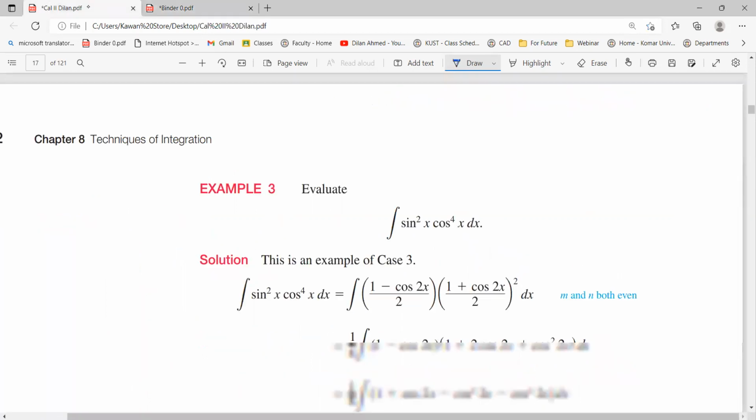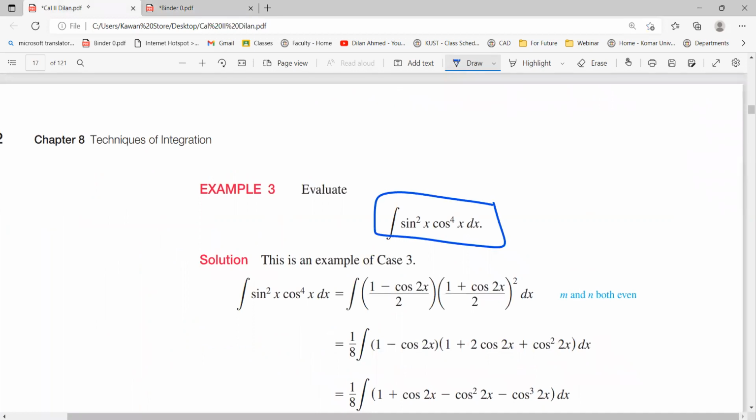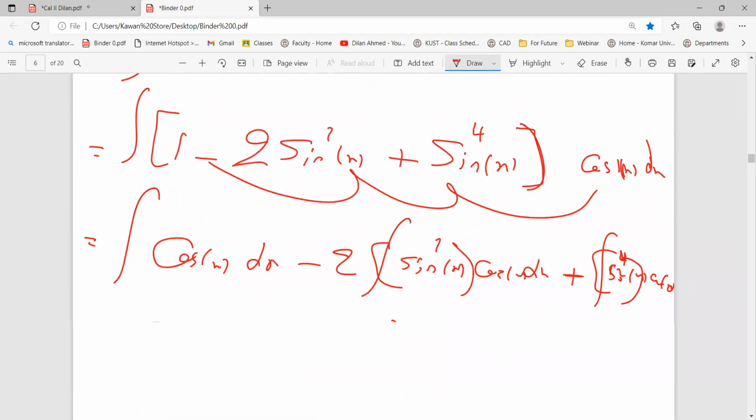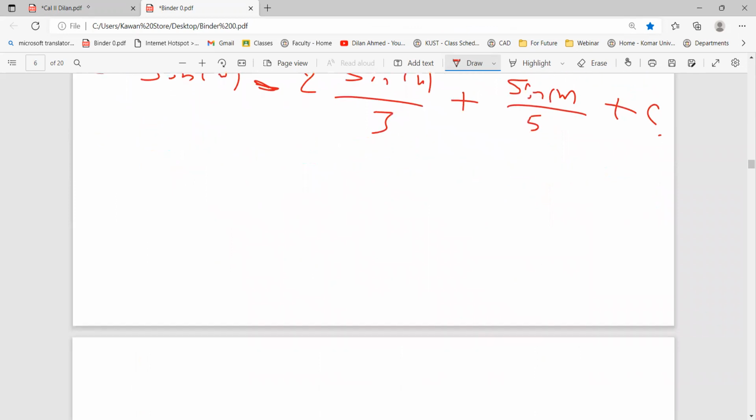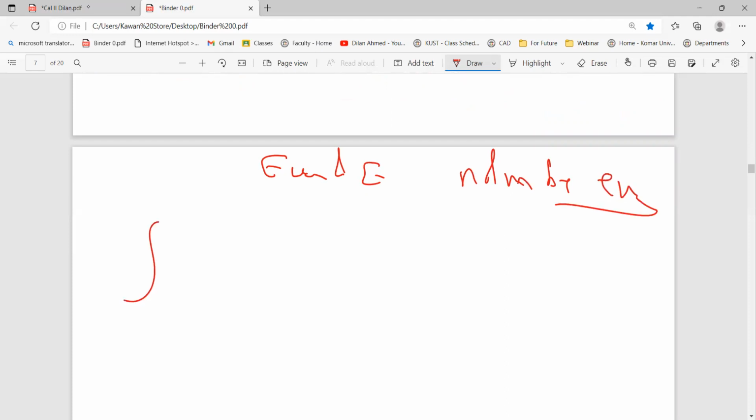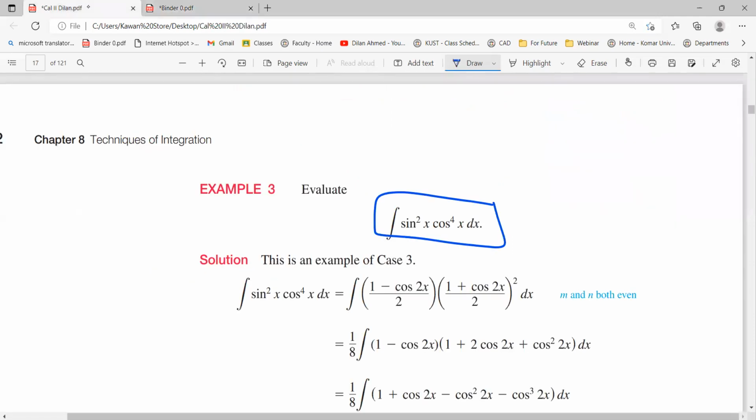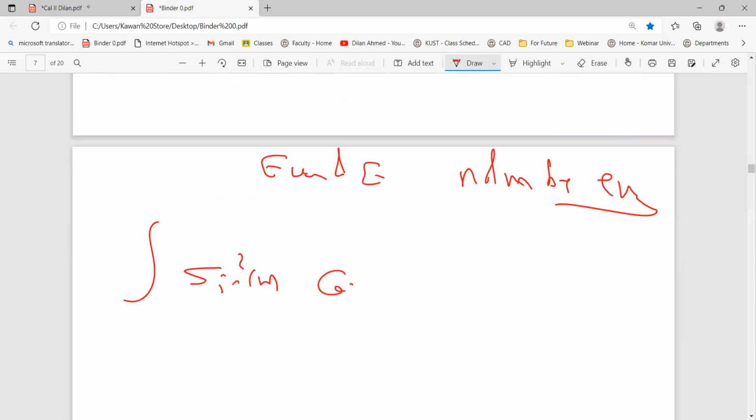Okay. Now, how about if I have even with even? For example, this even and even means that n and m are even. What do you mean by that? For example, I have sine square of x. I mean, a little bit harder. I'm going to solve that one for you. Sine square, cosine square of x dx. How we solve them?